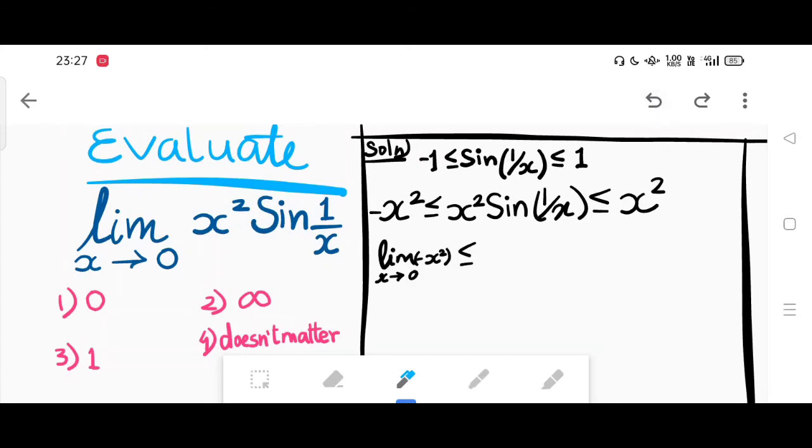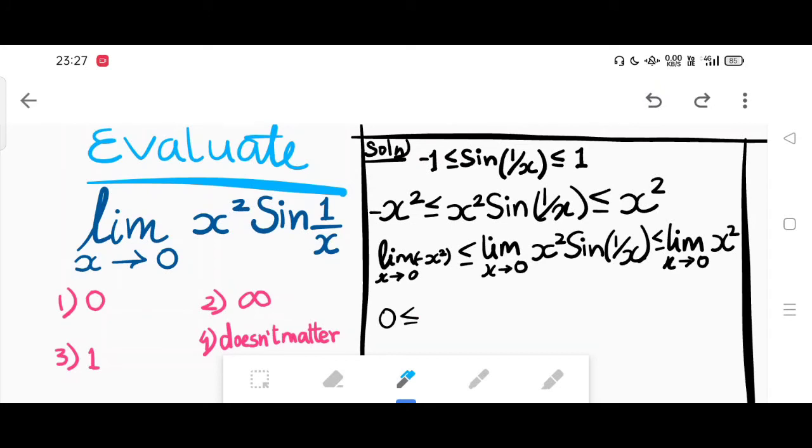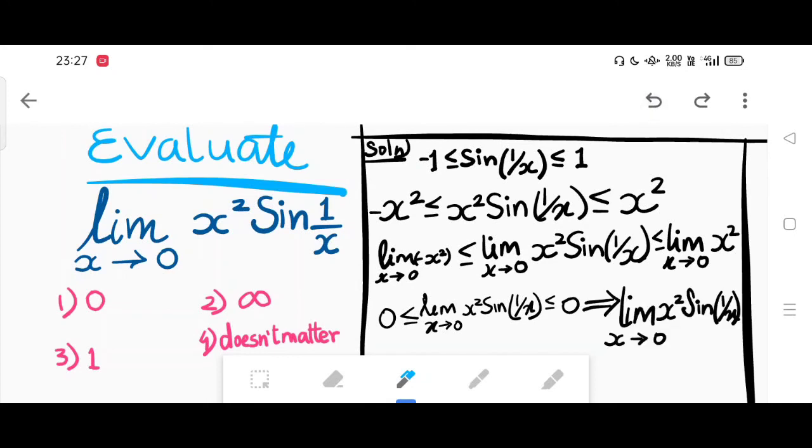Now if we apply the limit as x tends to 0 on all three sides, we get the limit of minus x square less than or equal to the limit of x square multiplied into sine of 1 by x, which is less than or equal to the limit of x square. We know that as x tends to 0, x square will obviously tend to 0. The minus sign will not matter because what we are getting is 0. So we can write that 0 is less than or equal to the limit of x square multiplied into sine of 1 by x, which is less than or equal to 0. This implies that the limit of the middle term, that is the limit of x square multiplied into sine of 1 by x, is 0. So in that way we find our answer to be 0.